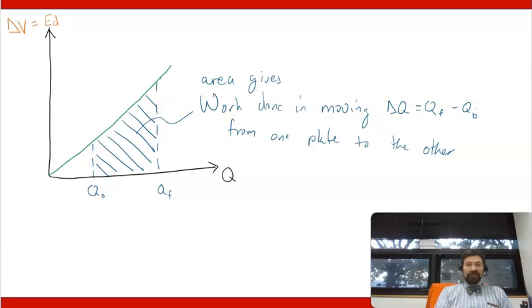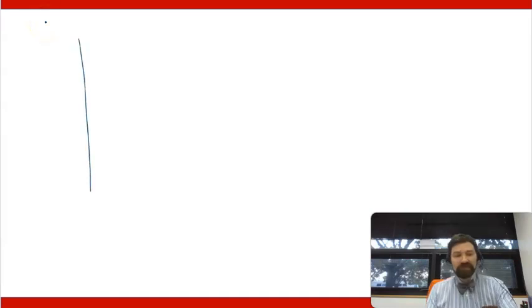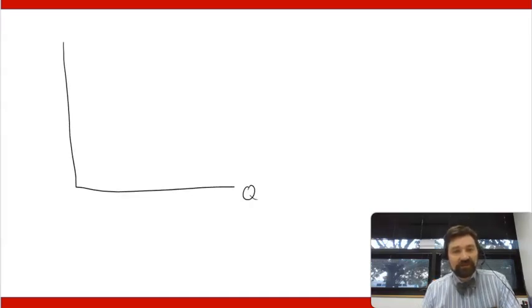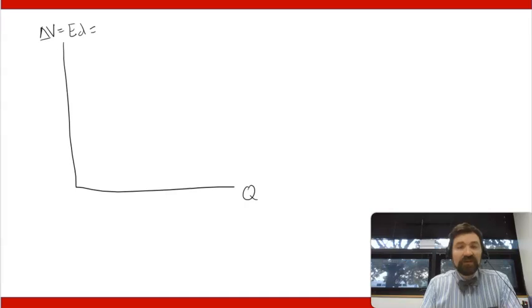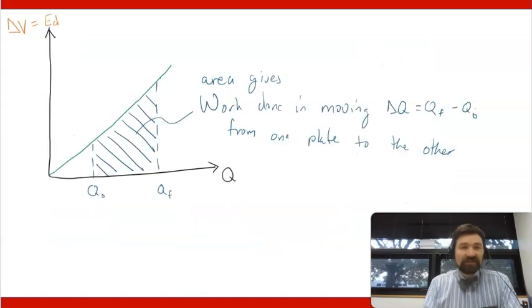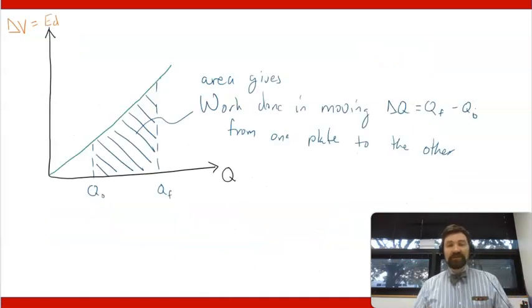And okay, so now we say, all right, we don't want to just find work, we want to find the potential energy. And to do that, we duplicate this plot again. And again, we have down here Q, and up here we have delta V, which is E times D, which, if you were to go back through here, Q is sigma times A, and E is sigma over epsilon naught, and that means that this delta V is linear with Q.